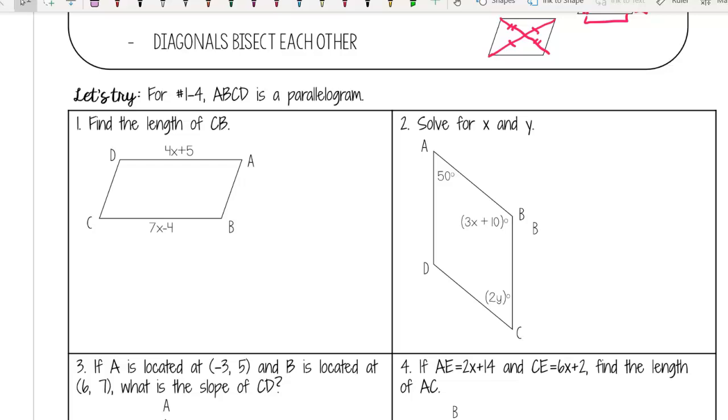So if we want to find the length of CB, you have to think about the properties. This is a parallelogram. Opposite sides are congruent to each other. These are describing the sides of the angles. So we know that AD has to equal BD.